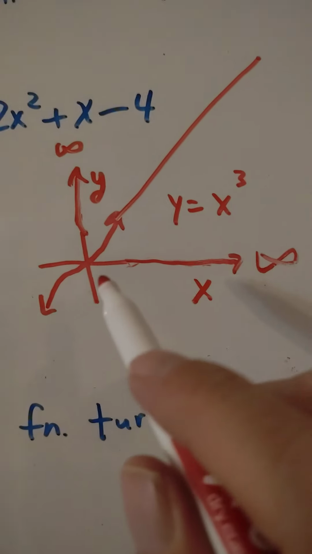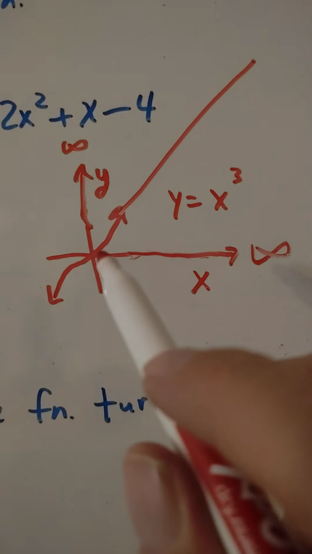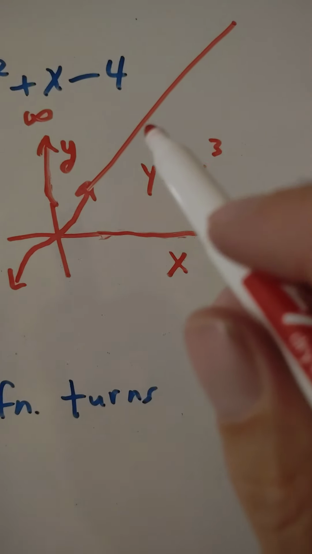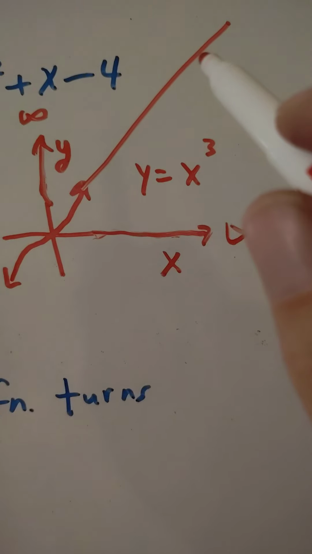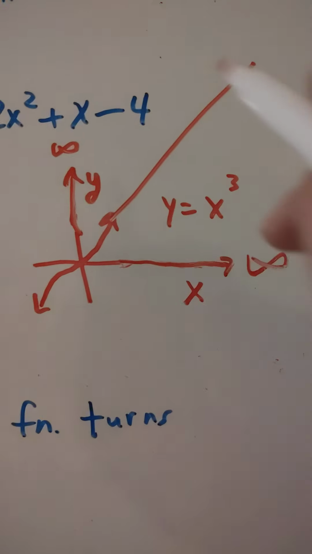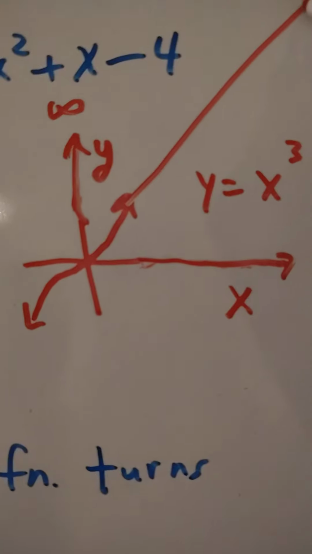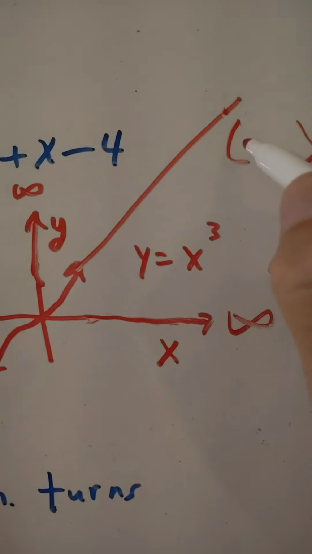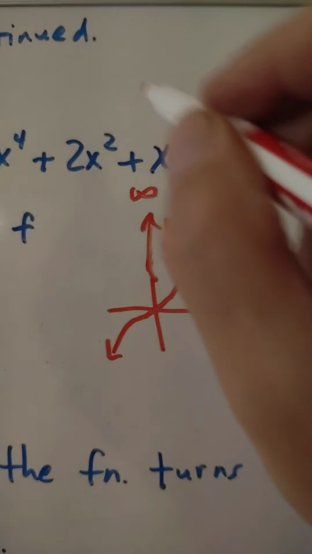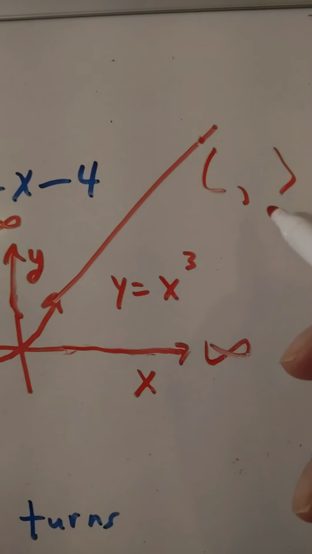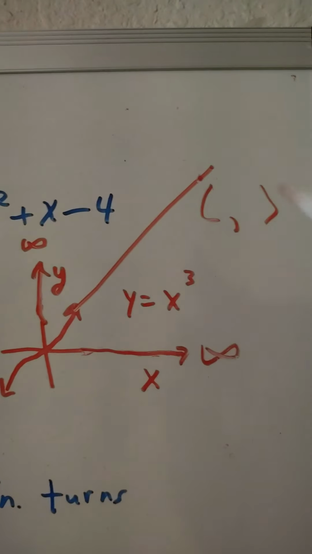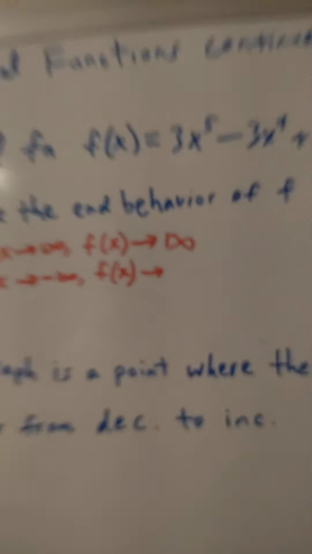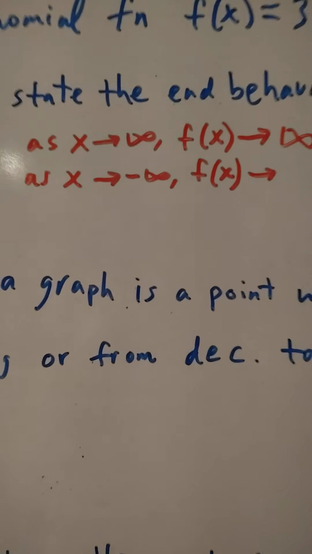Does that make sense? When we look at this graph, as x approaches infinity, aren't these x coordinates getting bigger and bigger toward infinity? What's happening to these y coordinates? Are they going up toward positive infinity? For instance, this ordered pair for that point: wouldn't that be a big x coordinate and a big y coordinate? So aren't these y coordinates going toward infinity on the y-axis? Yeah. So I'm going to write infinity right there. Okay, we're halfway done with the end behavior.